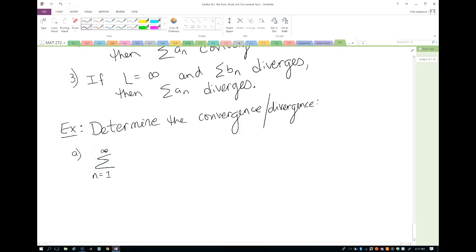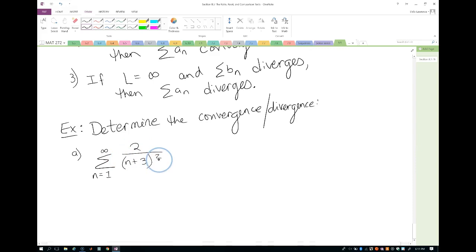So the first one we're going to look at, the sum from 1 to infinity of 2 over (n plus 3) squared. I want to know if that converges or diverges. And there's possibly a different test that we could do on this to determine that, but I just want to show you an example of how exactly the limit comparison test is applied.